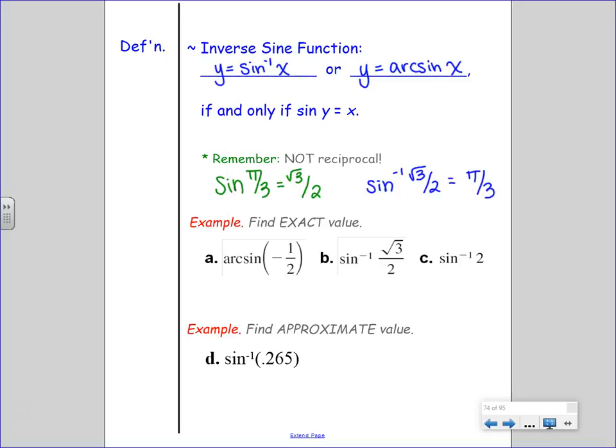Do you see the difference? Sine says, hey, give me an angle, I'll give you the ratio. Which is why in a unit circle quiz, every single one of those problems said, sine of, give me an angle, cosine of, give me an angle, tangent, give me an angle, and after I gave you an angle, you would give me the ratio. 1/2, square root of 3 over 2, square root of 2 over 2.